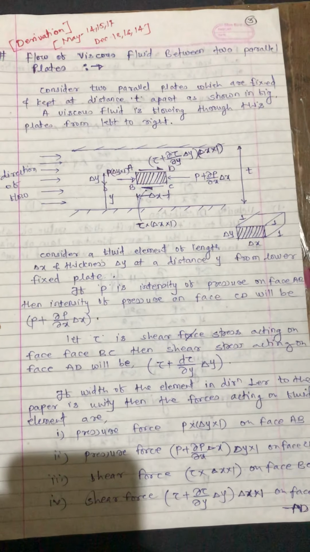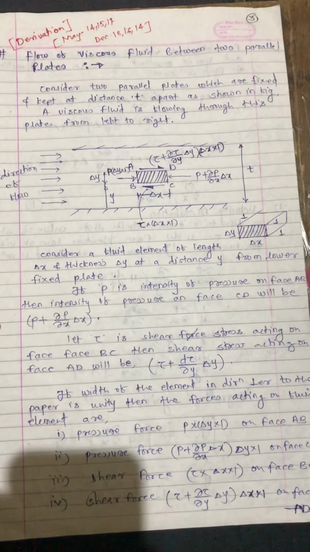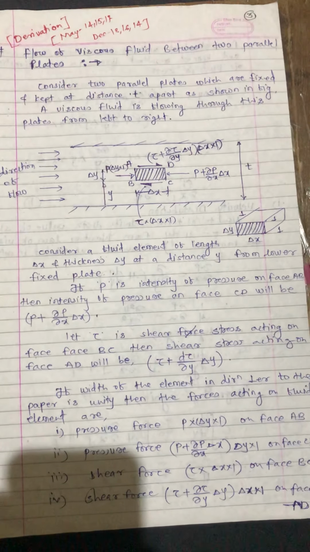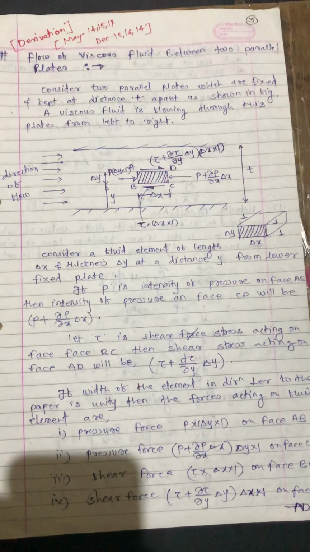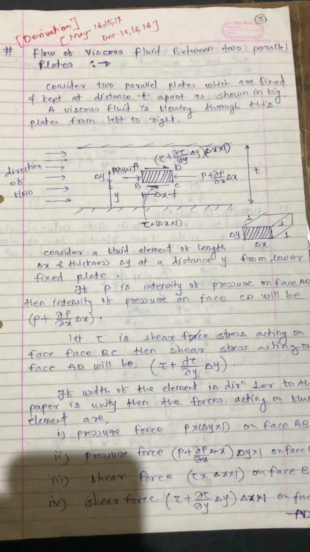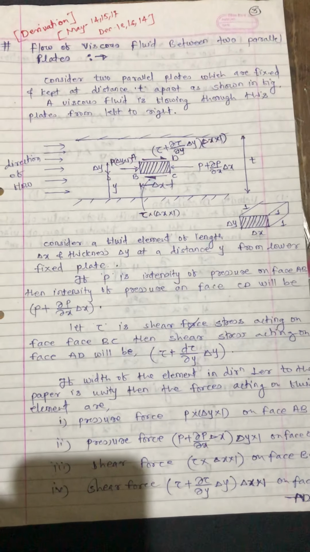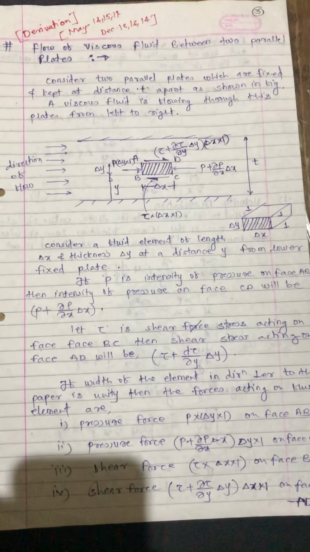First one is shear stress distribution across the section. Second one is velocity distribution. Third one is the ratio of maximum velocity to average velocity, and the last one is the pressure drop across the section. So similarly, we will see the four parameters for flow of viscous fluid between two parallel plates.